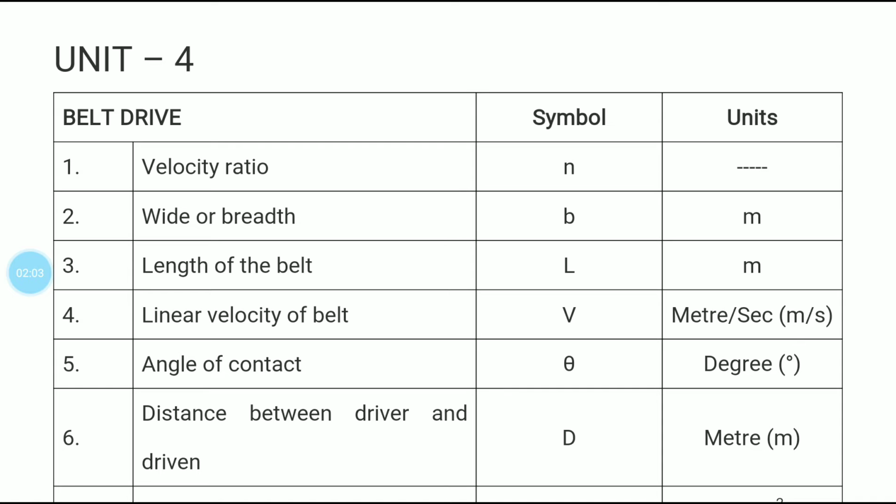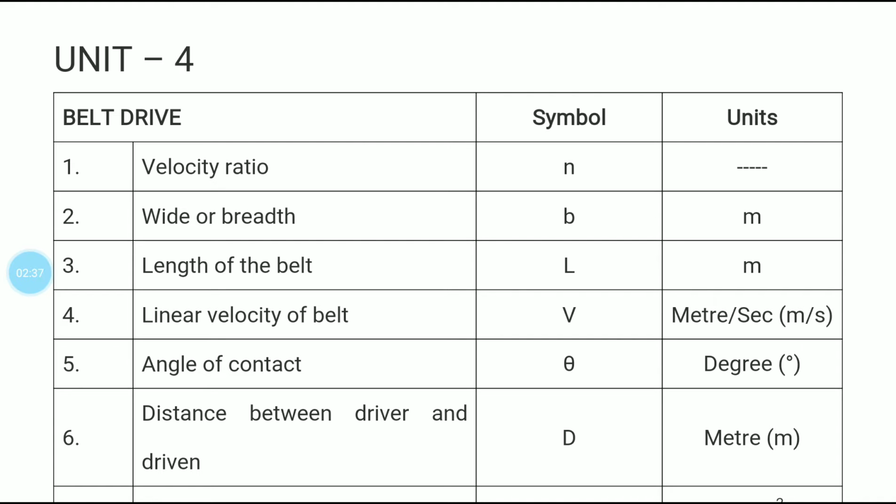So in this, I have separated the names, the symbols and the units. What are the names and how we will identify them in these belt drive sums or problems, and what are the units? Okay, so first one, velocity ratio. Velocity ratio is denoted as small n. Okay, and there is no unit because it is a ratio. Whatever the unit may be, it will cancel, so there are no units for the velocity ratio.